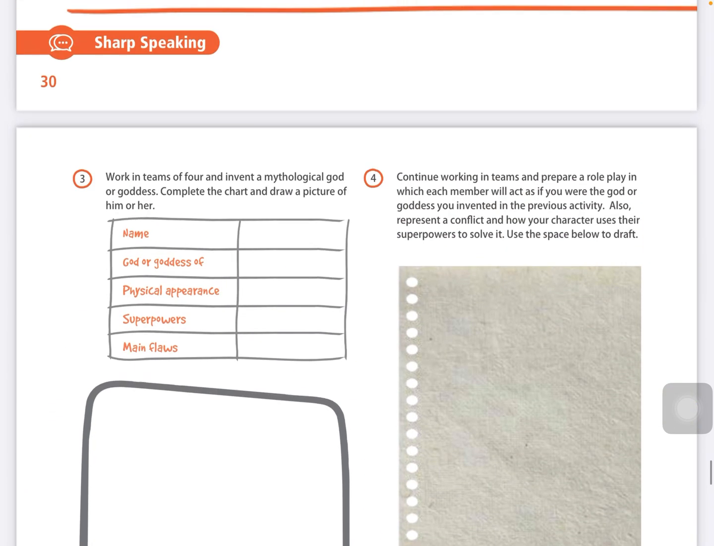Then, finally, you go to page 31. For example, you work in teams. Number 3, you work in teams of 4 and invent a mythological god or goddess. Complete the chart and draw a picture of him or her. So you are going to design, you are going to imagine a god or goddess. You're going to give him or her a name. The god or goddess of what?